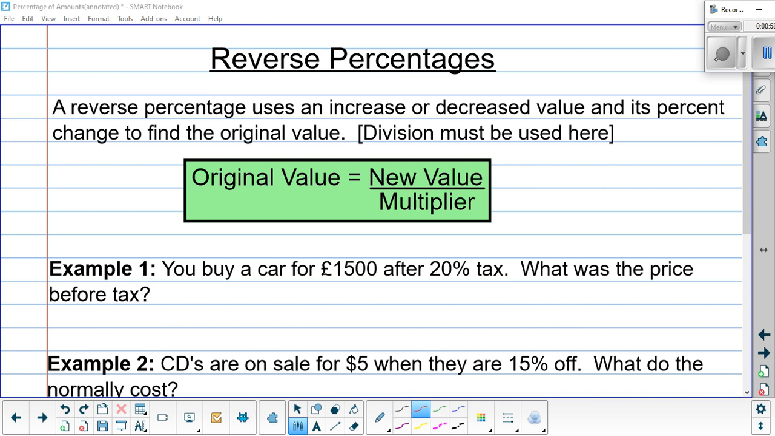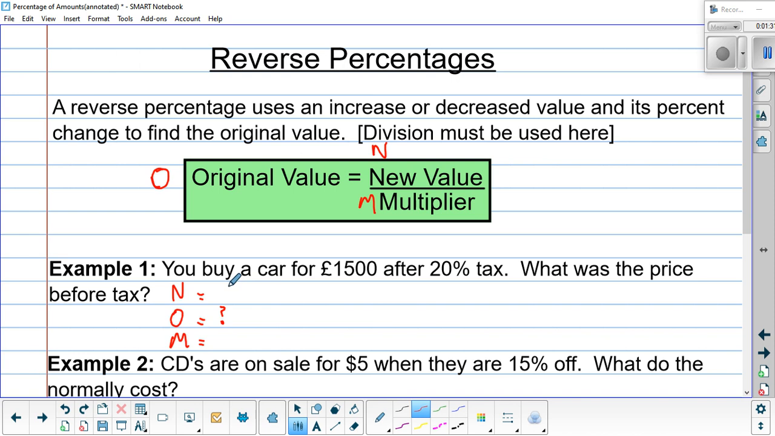So you buy a car for £1,500, and notice something. We have this O, an N, and an M again in our equation. So I want you to start filling in. This is a nice way to do science and maths that I find some people like. So you buy a car for £1,500 after a 20% tax. What was the price before? The price before is what we're looking for, right?